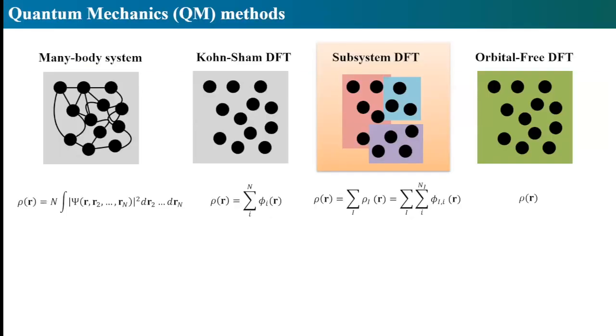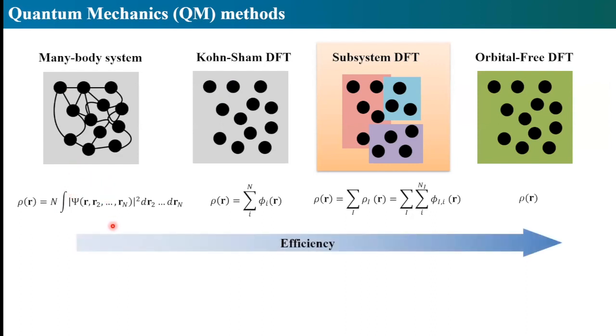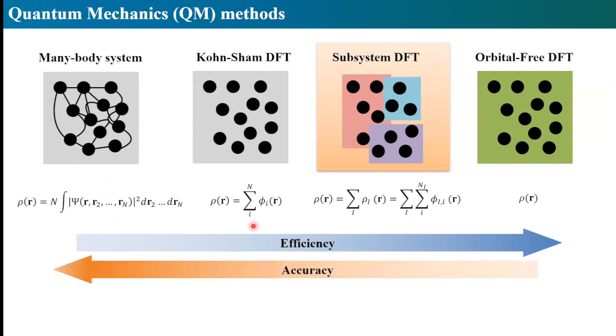So firstly, what are quantum mechanical methods? They limit our research interests. Here I list four ab initio methods. From left to right, the efficiency is increasing, but the accuracy is decreasing. The first one directly solves the many-body problem, which is very difficult and time-consuming. We barely use it in molecular dynamics.